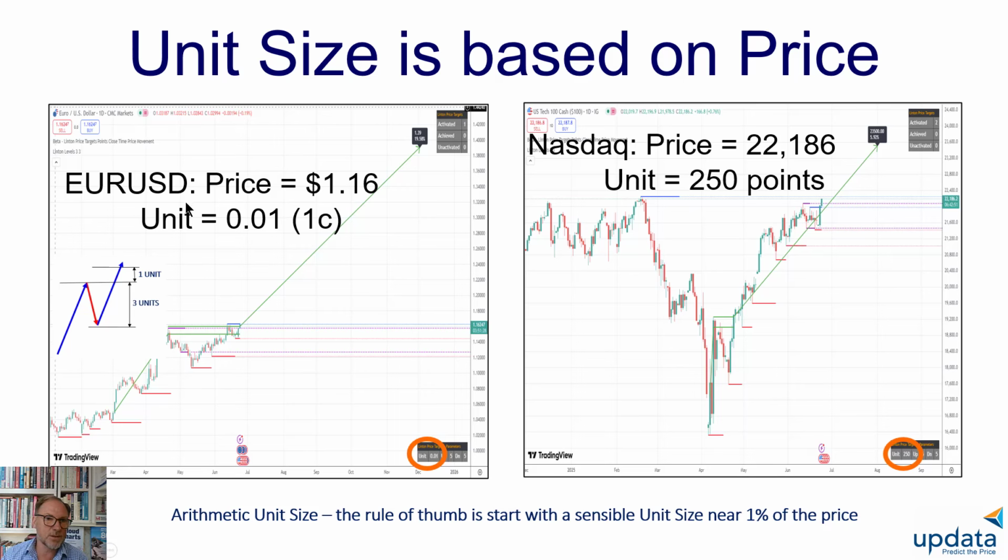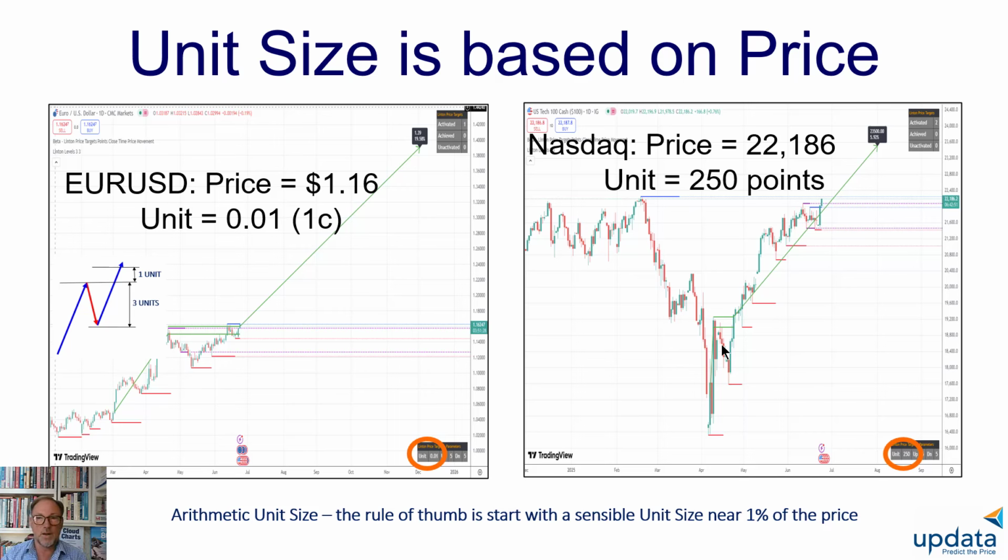So if you think of something like the euro, the rule of thumb is you would normally use 1% of the price. So if you think of something like the euro, we'd use 1 cent. If you're using the NASDAQ, where you've got 22,000, you'd use 250 points. So you can see that changing those unit sizes is really quite key. Now, this is what we call an arithmetic, and the rule of thumb is we start with a sensible unit size near 1% of the price.